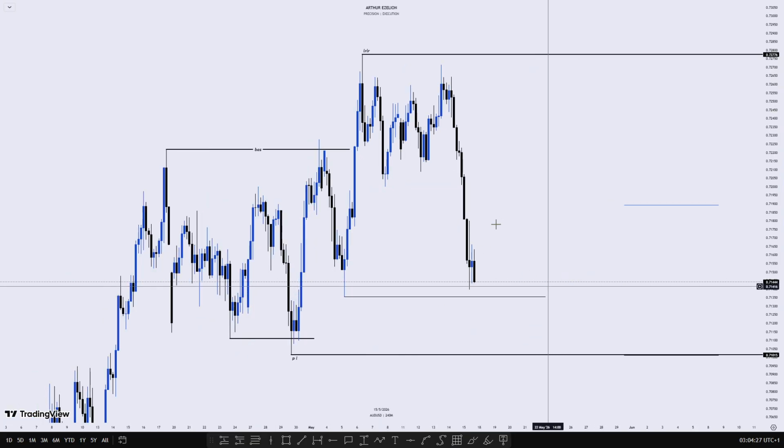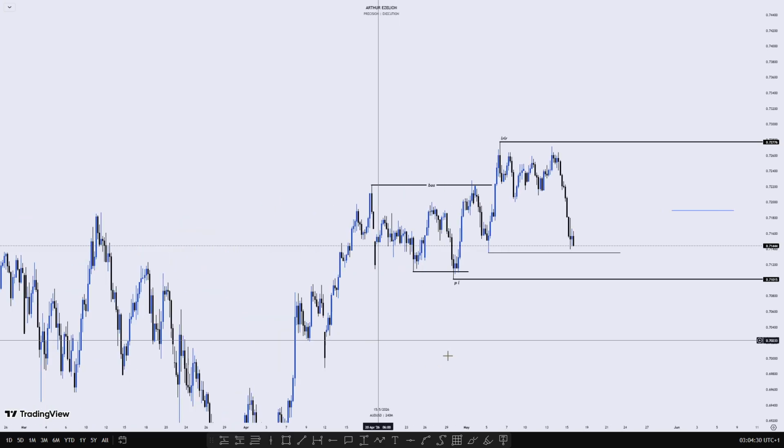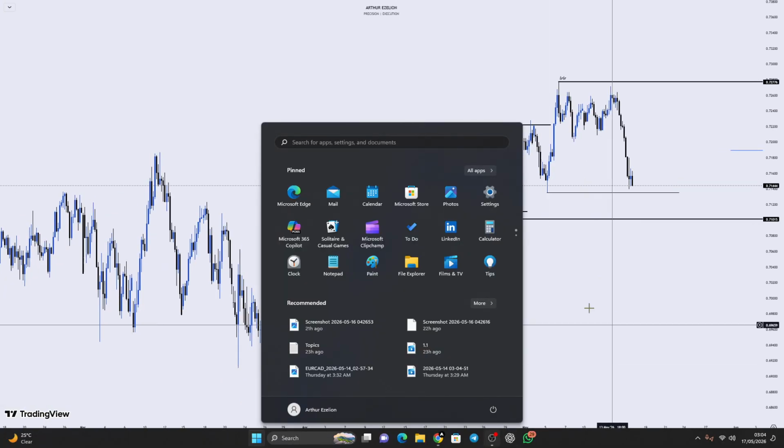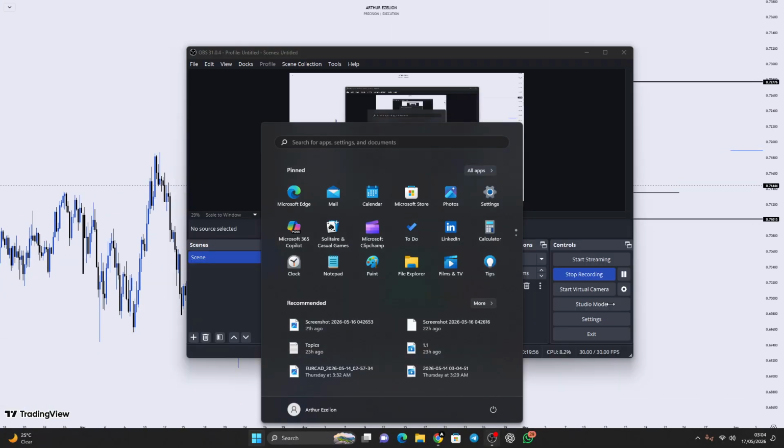Let me look for another example. I think this is becoming long, so I don't want to bore you guys. Let's pause it while I go look for a new example.